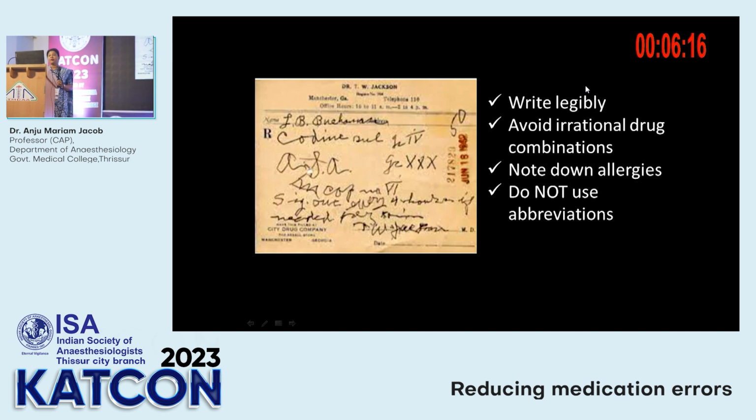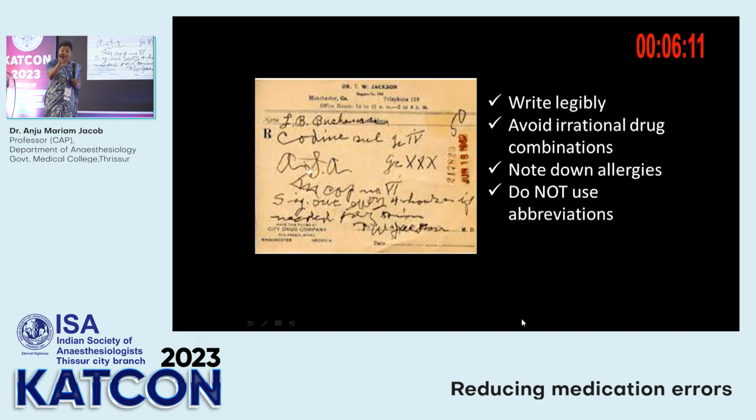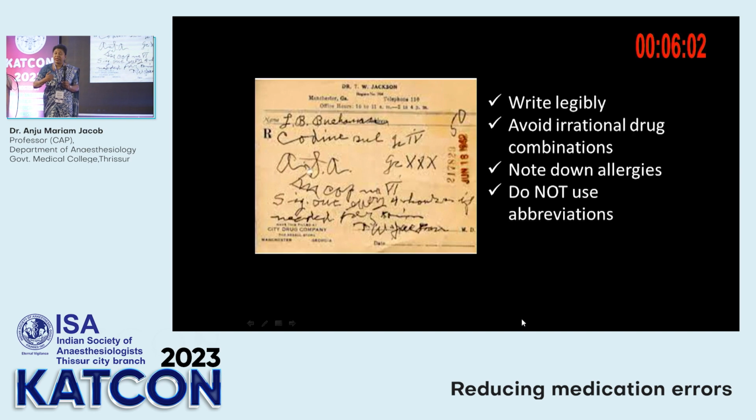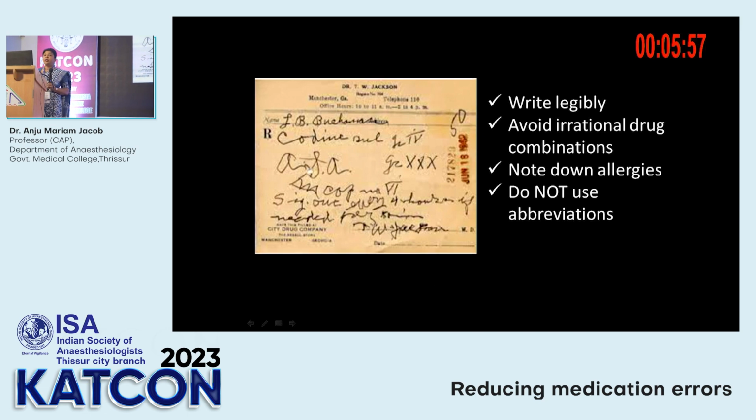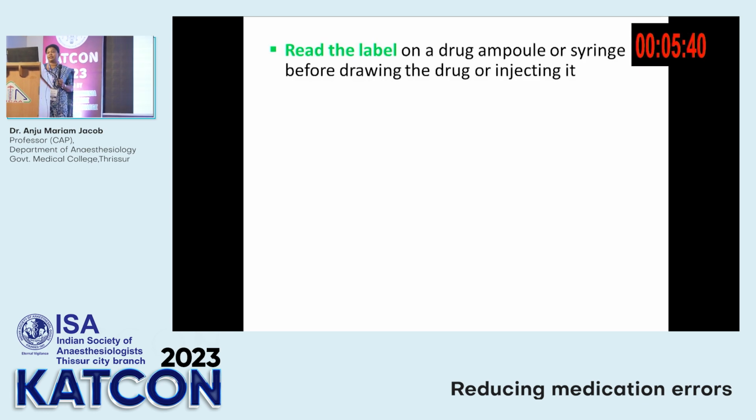Avoid irrational drug combinations. If there are any drug allergies, check before giving a drug, even if you are asked to administer it. Technicians may sometimes be asked to administer a drug, like propofol. If the patient has an egg allergy, make sure that before the patient is taken in, you ask them, do you have any drug or food allergies? And do not use abbreviations like ADR for adrenaline, ATR for atropine, ATR for atracurium. So don't use short forms, because atropine and atracurium may have the same short forms. Write complete names.